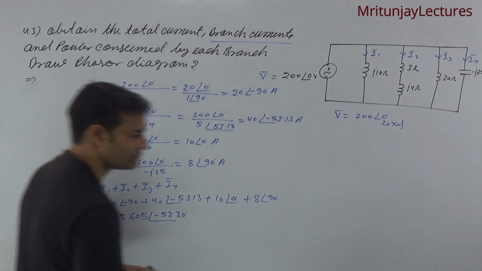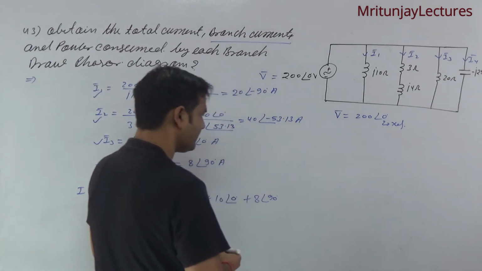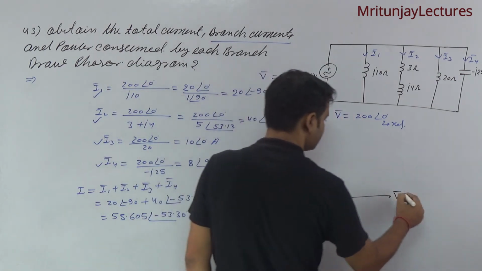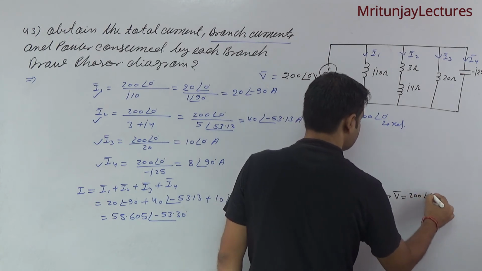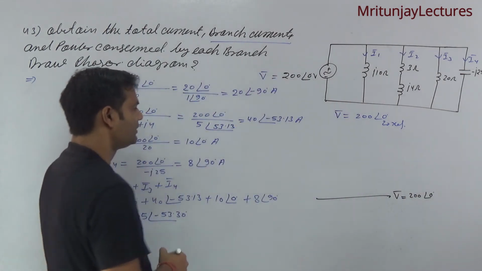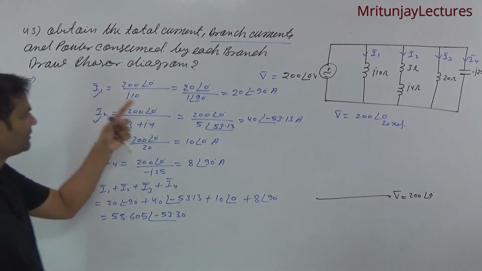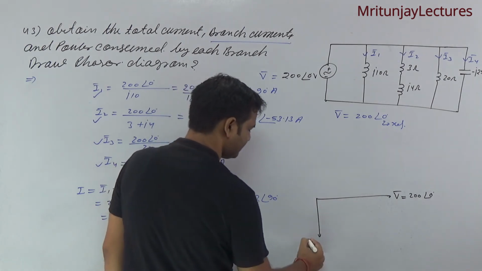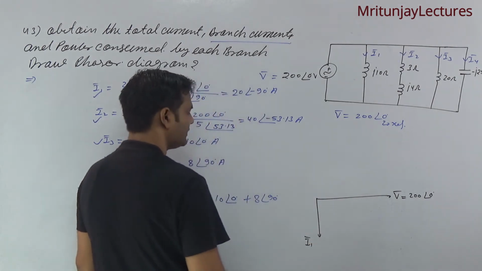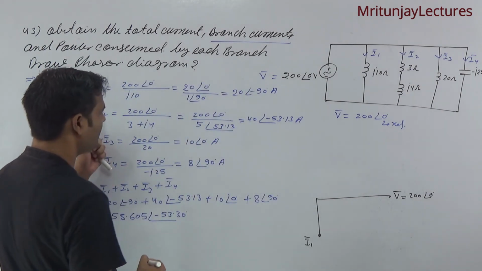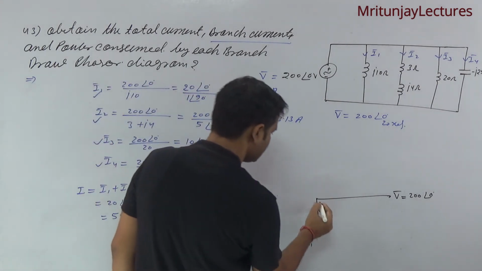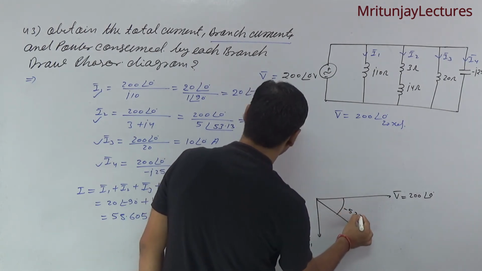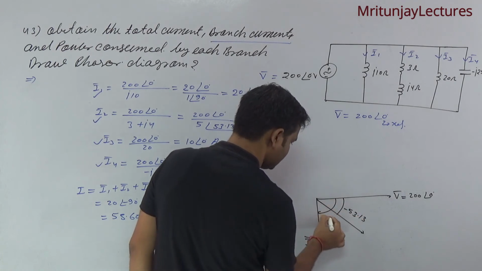Okay, so second one, draw the phasor diagram. What about voltage? That is V. V is equal to 200 at the angle 0, like this one. What about I1 at minus 90, that is I1. Okay, after that, what about I2? I2 is at minus 53.13, and that is minus 90 degree. Clear?